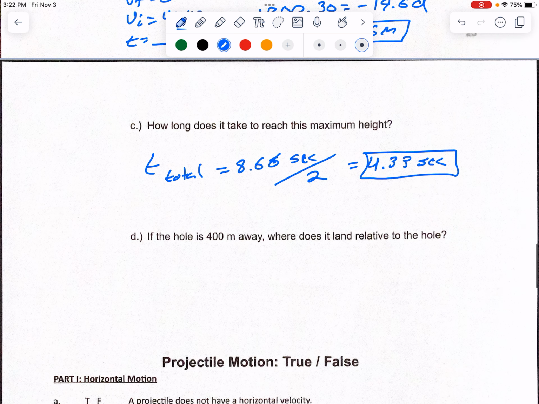If the hole is 400 meters away, where does it land relative to the hole? Well, we know it landed 367.44 meters away, so what I'm going to do is 400 minus 367.44 meters. That means it landed 32.56 meters, we'll just say, in front.